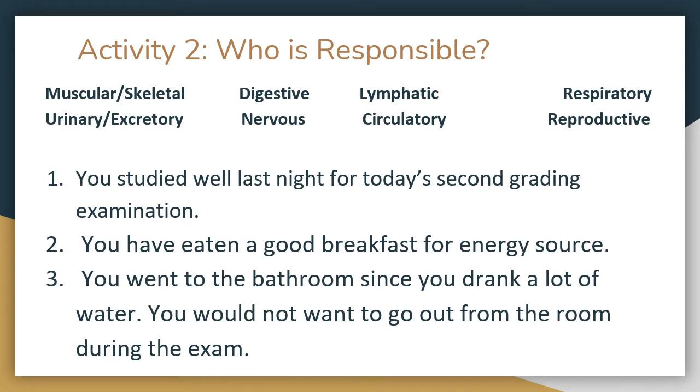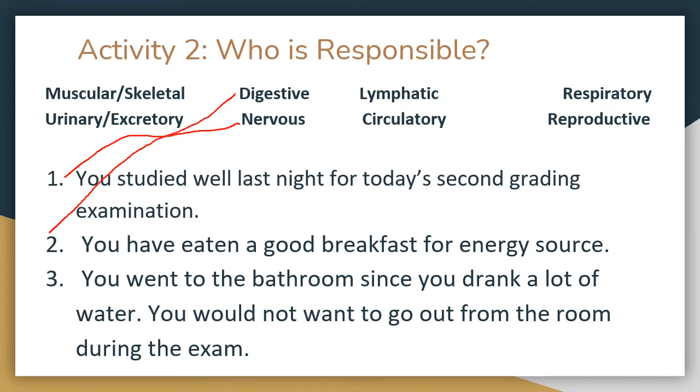For activity number 2, who is responsible? Which organ system is the most responsible in the following situations? Based on the given situation, you will identify which organ system is responsible. Situation number 1: You studied well last night for today's second grading examination. So, what is the organ system responsible for this? It's the nervous system. Next, let's have number 2. You have eaten a good breakfast for energy source.